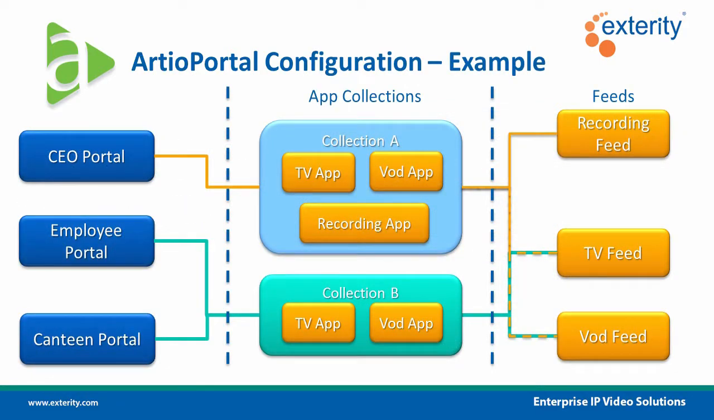In our example here we have 3 different Artio portals, one for our CEO, one for our employees and one for the canteen. 2 app collections are available and 3 core data feeds. We can see that both the employee and canteen portals share the same app collection, giving them access to TV and video on demand. Whereas the CEO portal has its own app collection, with an additional app giving access to recorded content.